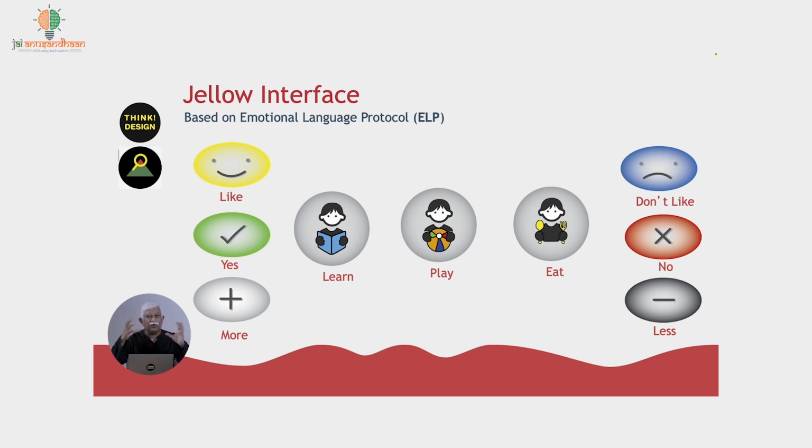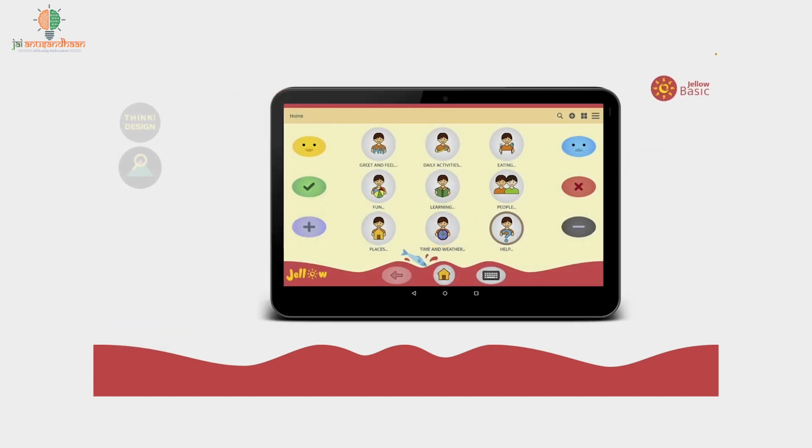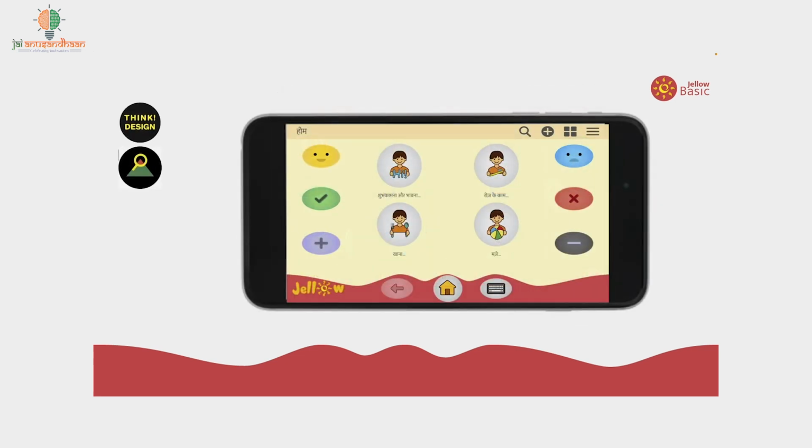Okay, so this we called the Emotional Language Protocol, ELP, a very simple method of generating pre-made sentences, very easy to remember. And as we said before, it actually creates about 12,000 pre-made sentences out of 1,200 icons. This is how it looks on a tablet. And this is how it looks on a mobile. It's in Hindi here.